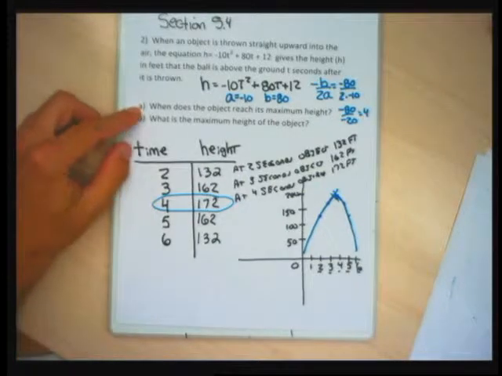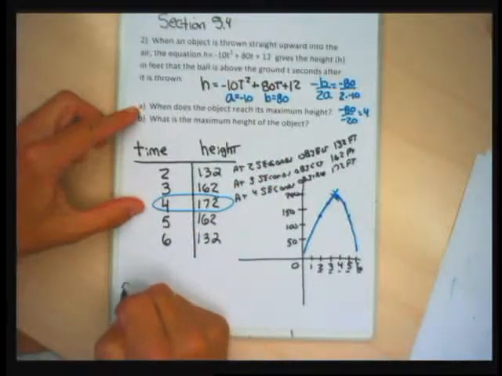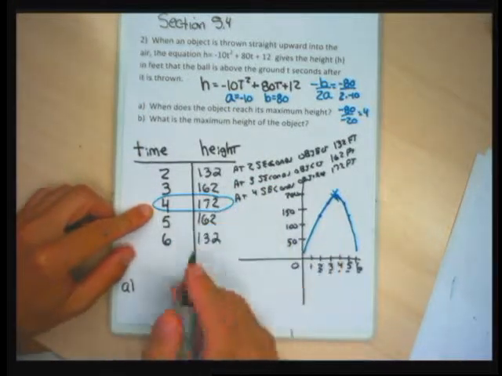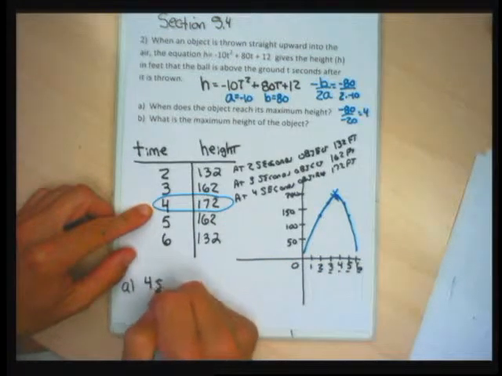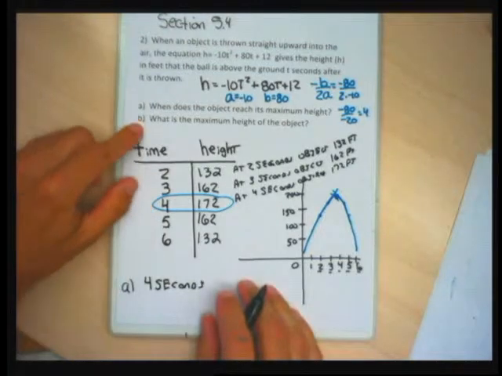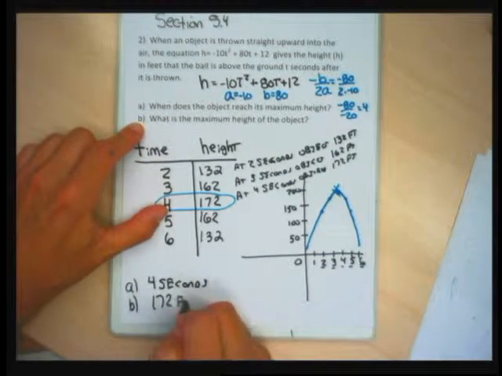So if I look at the question, when does the object reach its maximum height? Well, it does it at 4 seconds. It reaches its maximum height of 172 feet. So I'll say at 4 seconds, it reaches its maximum height. Part B, what is the maximum height? The maximum height is 172 feet.